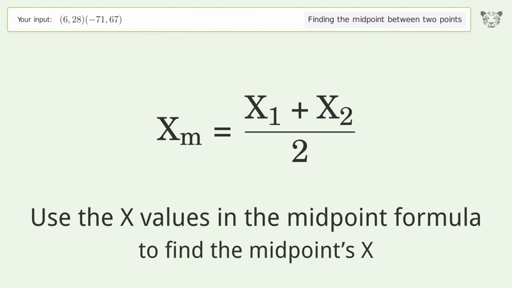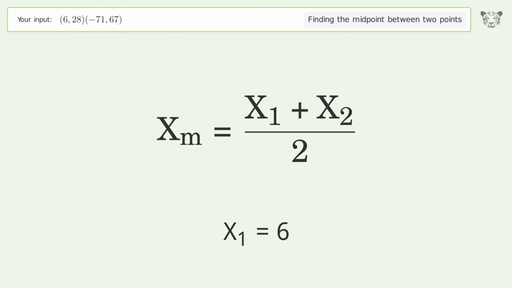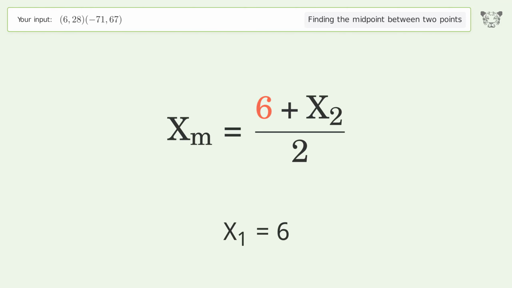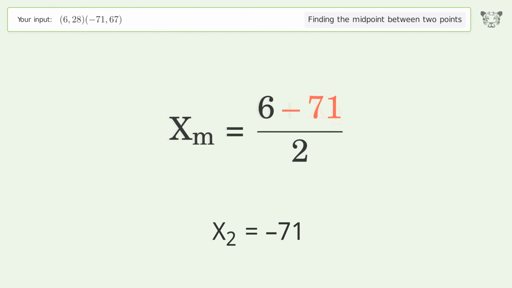Use the x values in the midpoint formula to find the midpoint's x. x1 equals 6. x2 equals negative 71. Simplify the arithmetic.